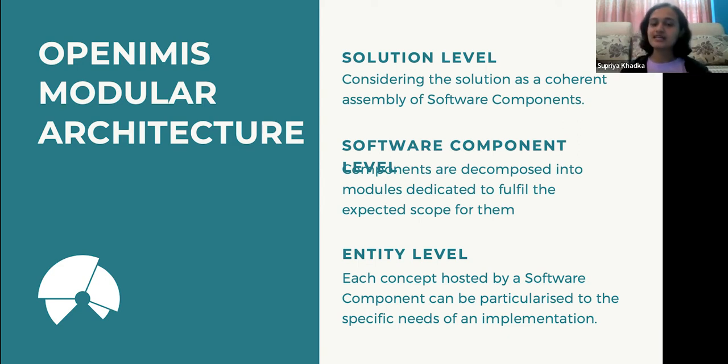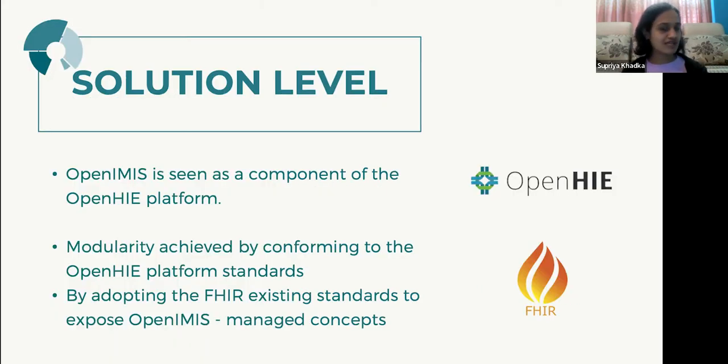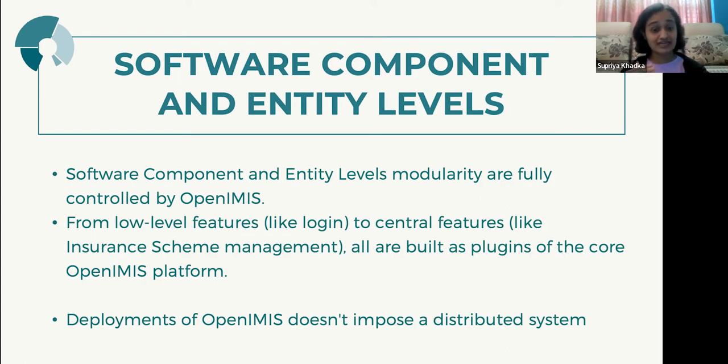In the entity level, each concept hosted by the software component can be particularized to the specific need of the implementation. If we talk about modularity in the solution level in some more detail, openIMIS is seen as a component of the openHIE platform. The modularity in the solution level is achieved by conforming to the openHIE platform standards and also by adopting the prior existing standards. The modular architecture in the software component and entity level is fully controlled by openIMIS. So unlike the solution level, in the software component and entity level, openIMIS doesn't have to adhere to the standards of openHIE or FHIR.